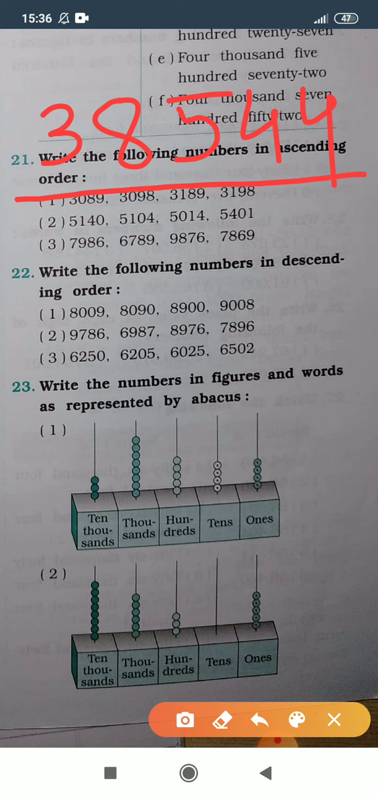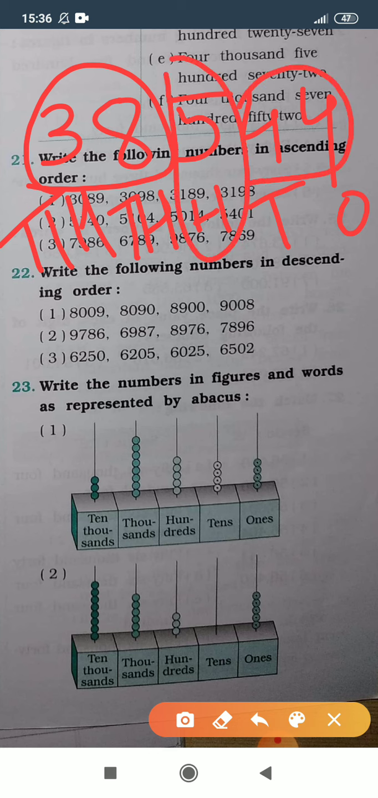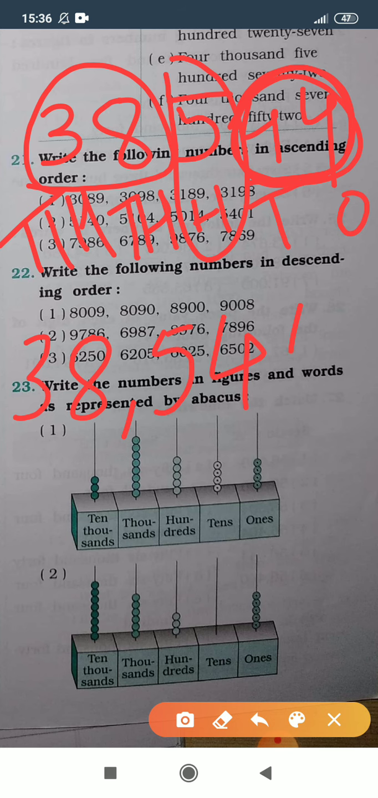Now we need to write this number in words. Everyone knows that the digit 4 is on 1's place, this 4 is on 10's place, 5 is on 100 place, 8 is on 1000 place and 3 is on 10,000 place. So 38,500 and the last two digits together 44. So your answer is 38,544.